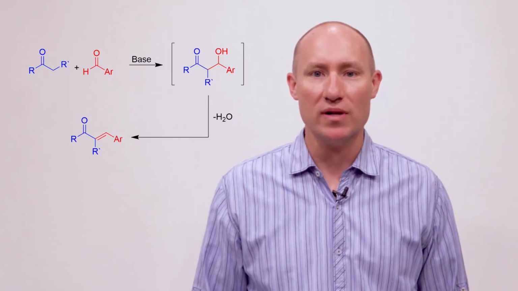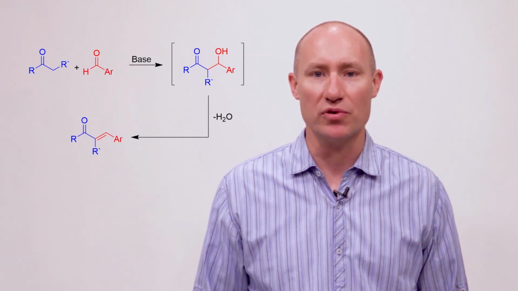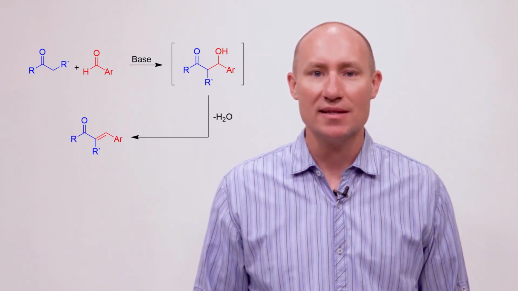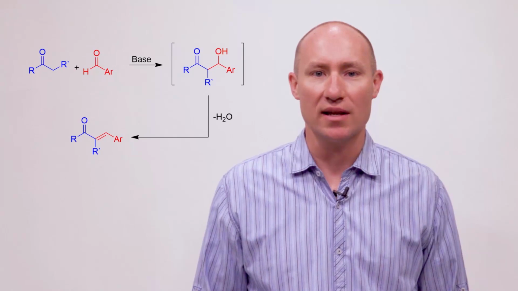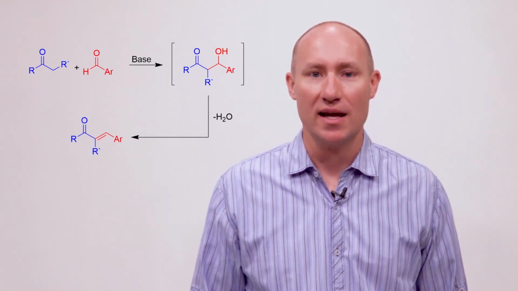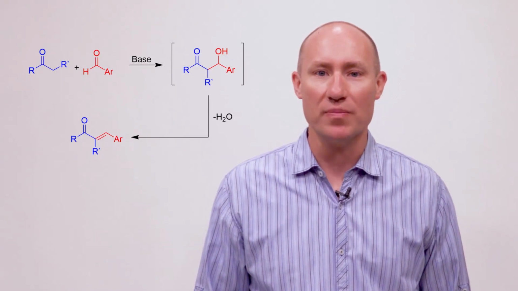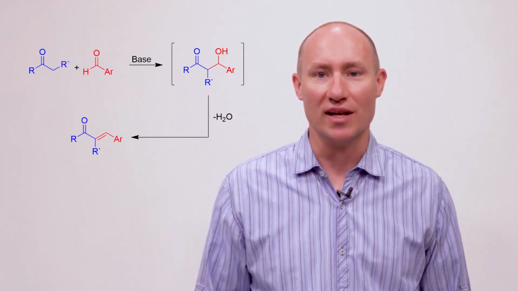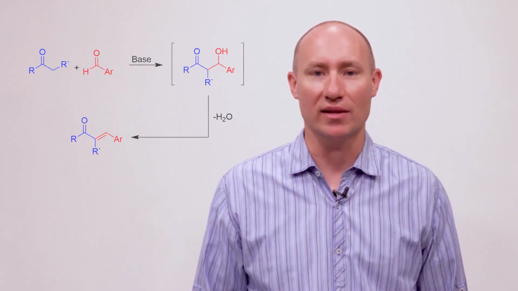However, a subsequent dehydration ultimately produces an enone. Since the aryl aldehyde does not contain an alpha hydrogen, it cannot form an enolate. As a result, often weak bases such as hydroxide can be used to generate the enolate.